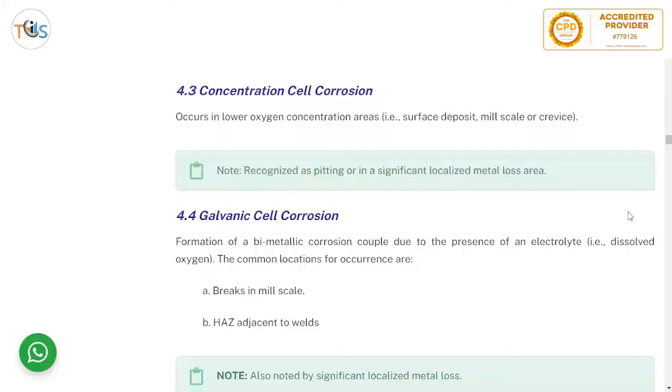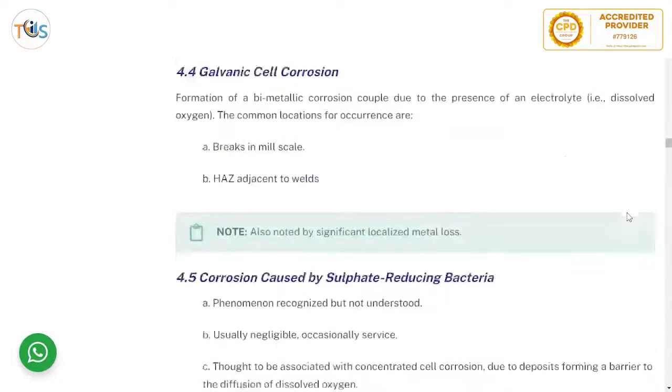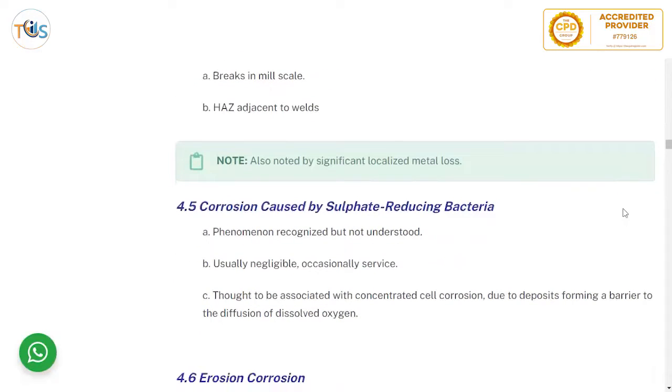Concentration cell corrosion occurs in lower oxygen concentration areas, surface deposits, millscale, or crevices, recognized as pitting or a significant localized metal loss area. Galvanic cell corrosion: formation of a bimetallic corrosion couple due to presence of an electrolyte and dissolved oxygen. The common locations for occurrences are breaks in millscale, HAZ, heat affected zone adjacent to welds, also noted by significant localized metal loss.